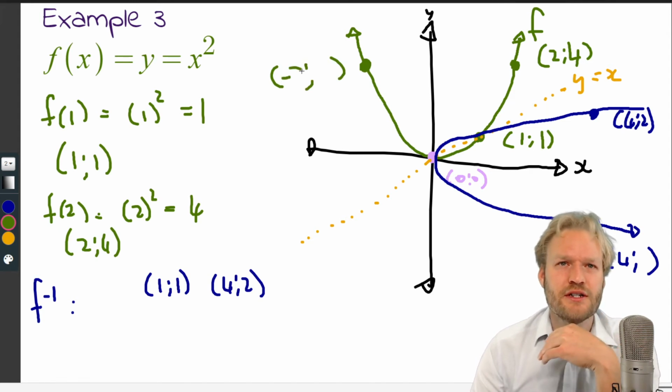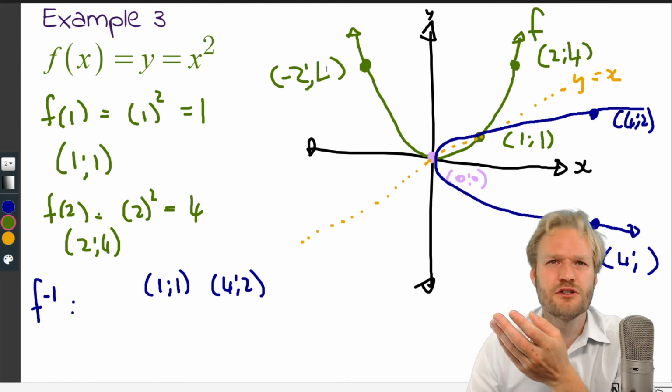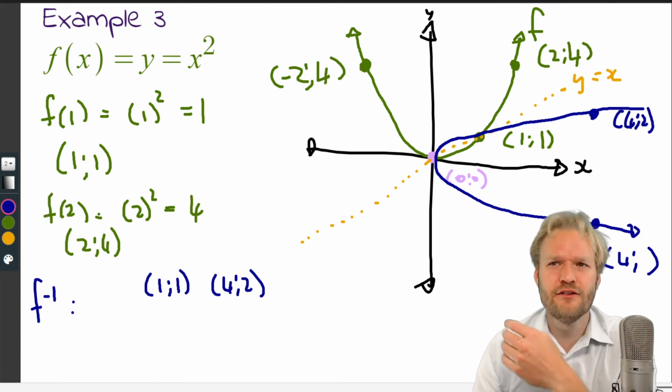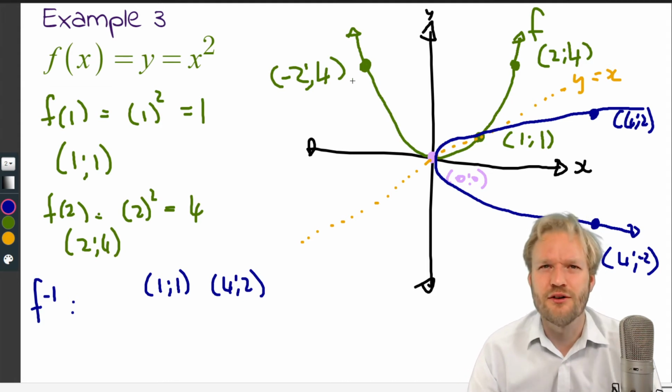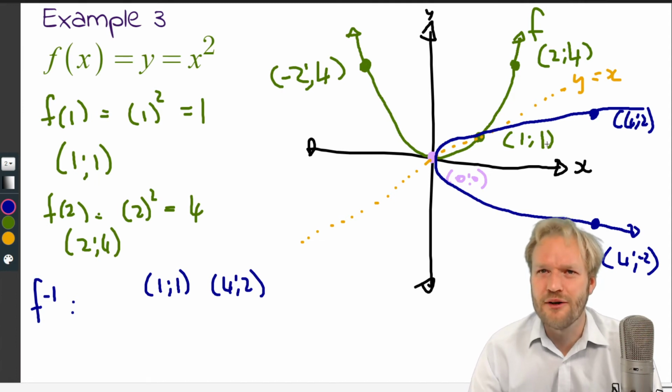If our input is -2, what would our output be? Well, it would also be 4. So in other words, (4, -2) must be on this other graph. Okay, so we're just reinforcing this idea: x, y, y, x. So we've got our original function, a parabola here, and the inverse looks like a parabola but going the other way around, over here.